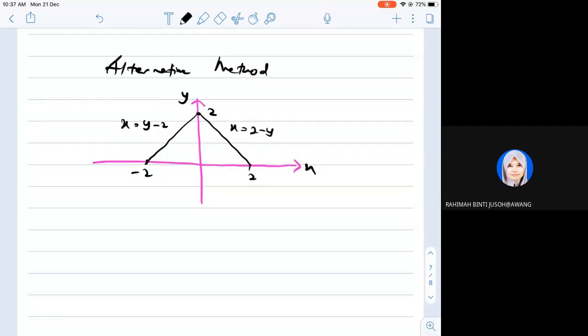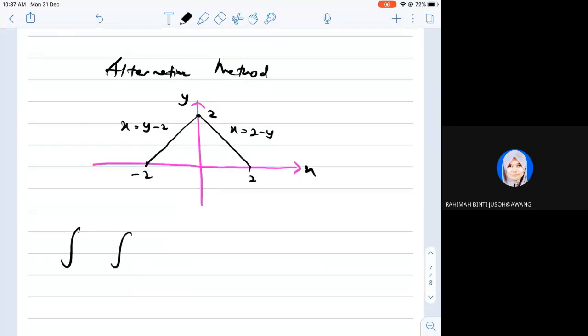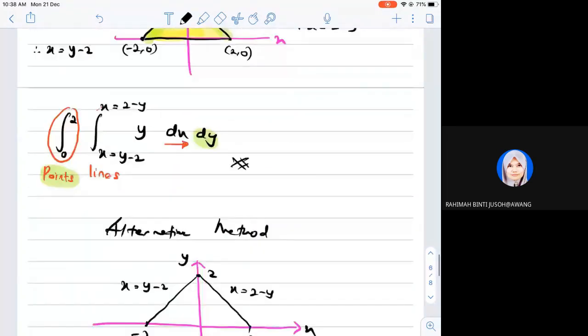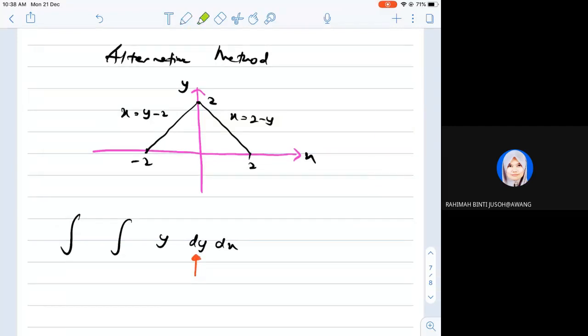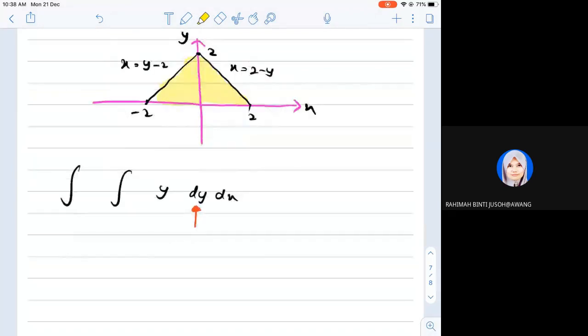So let's say for the second method, I'm going to use dy dx. The integration is y, isn't it? Yes, y, dy dx. So dy dx means the movement is from bottom to top. Let me shade this region. And as I mentioned earlier, inside here should be lines, and outside here should be points.